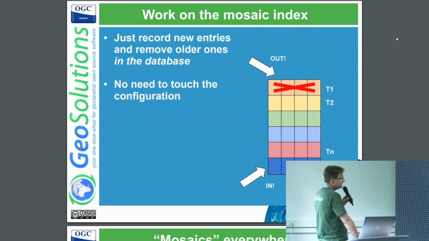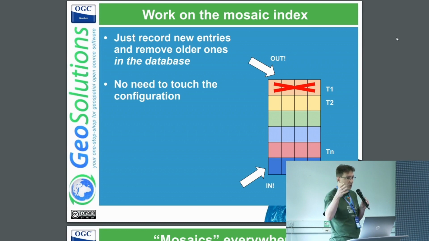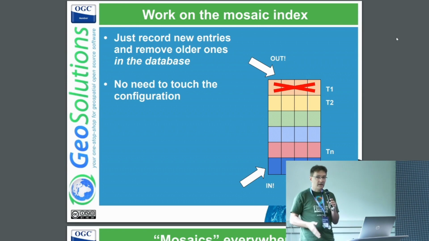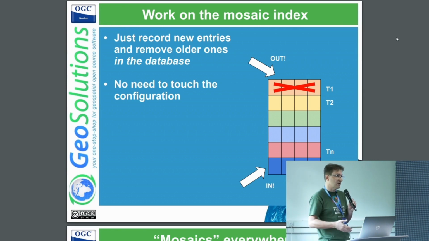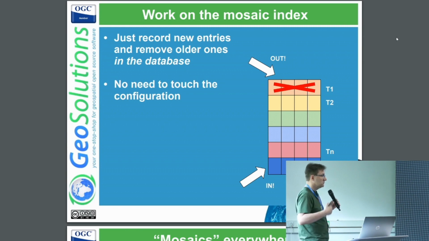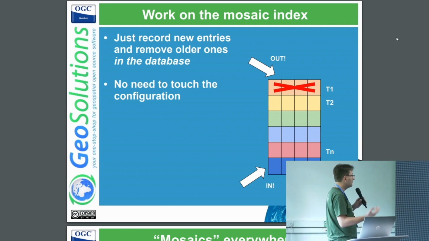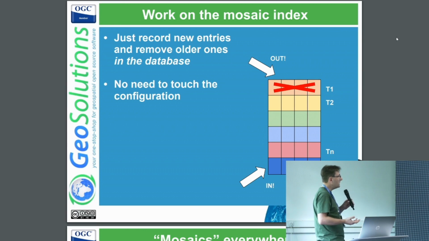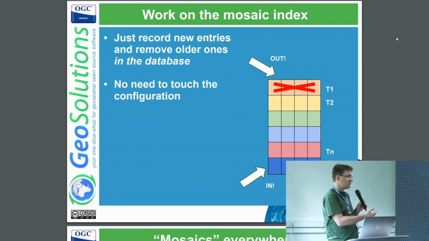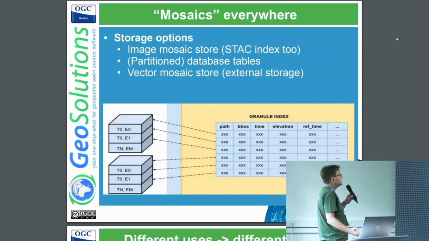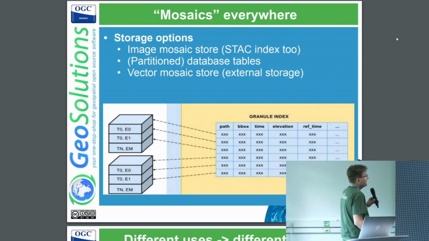As new data comes in, you typically window. So you register new data in whatever data structure you're using, and you probably delete old data, but your layers stay the same. It's the dimensions attached to the layers that do change. So times, elevations, run times, and so on. And you don't really need to touch the configuration. You just need to touch the registration in the database of the data slices that you add and remove all the time. To do that, you use mosaics or partitioned database tables.